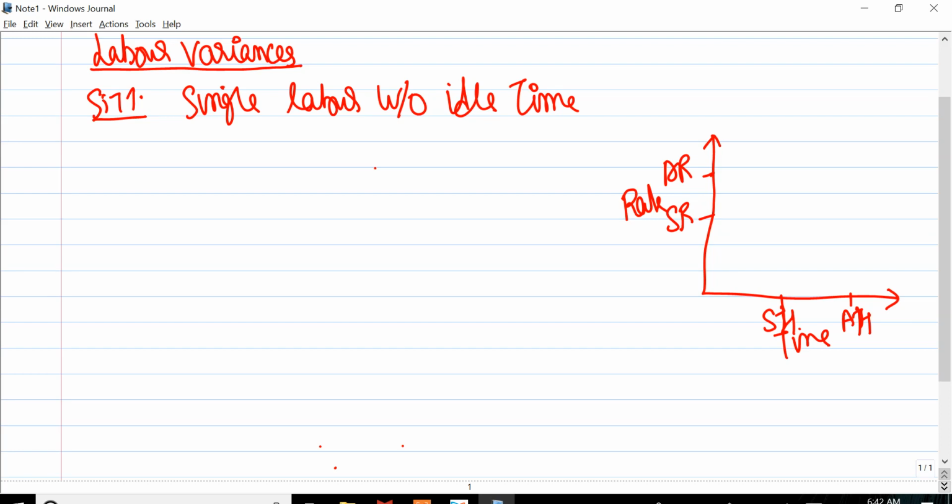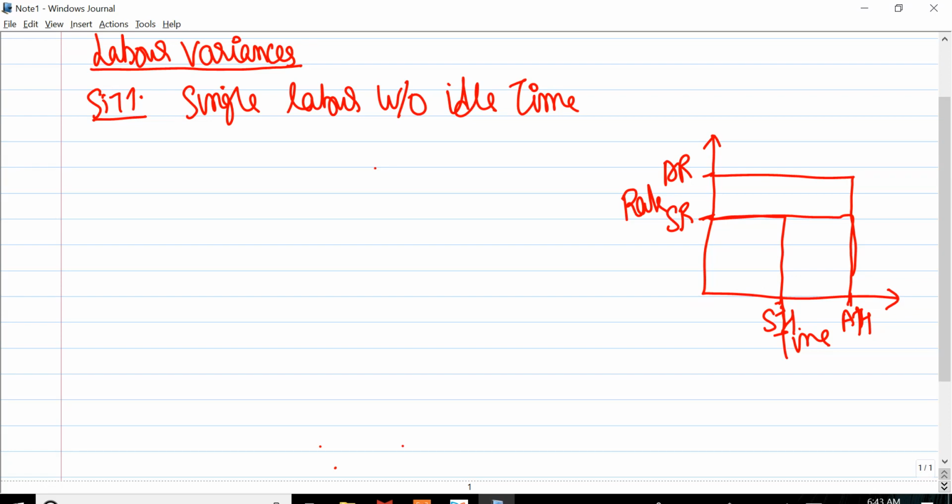We used to write the standard equation: so many units is equal to so many hours, ST is equal to AO, question mark equal to AO, and finally you used to get the standard time. The same analysis is going to continue here. Computation table is very simple: SR into SH, SR into AH, AR into AH. Exactly the same thing we had done.